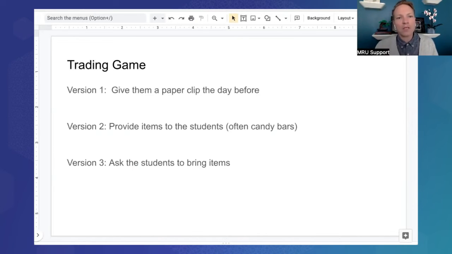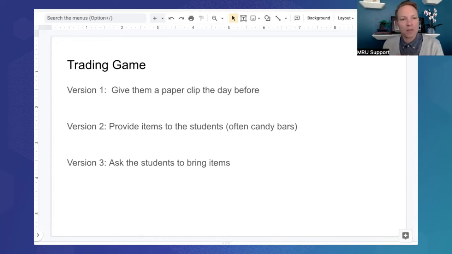So some teachers do candy bars. They give each student a different candy bar, or maybe they have 5 different candy bars and they pass out a candy bar to each student. Or I know some teachers will collect random items throughout the year and then hand the students the random items, reach into this brown bag and grab one. You can also ask the students to bring items. You can say, hey, just bring something you don't want, something you were going to throw out anyways.